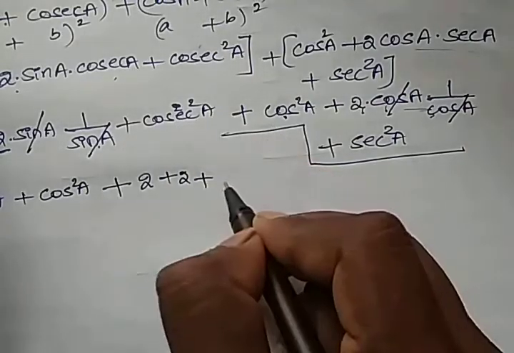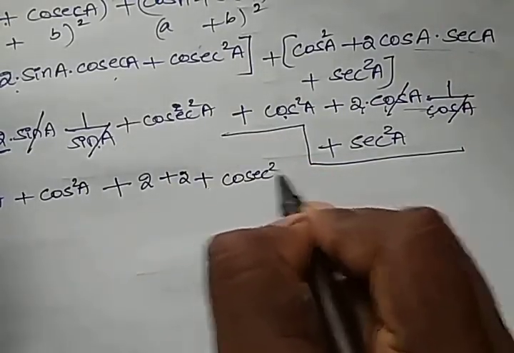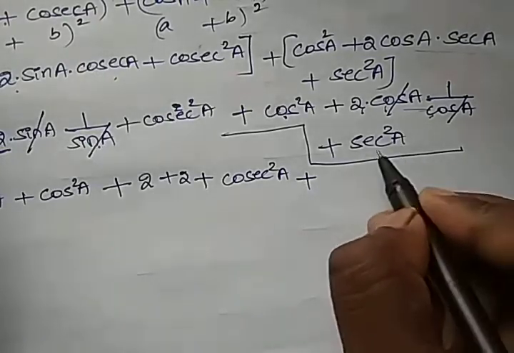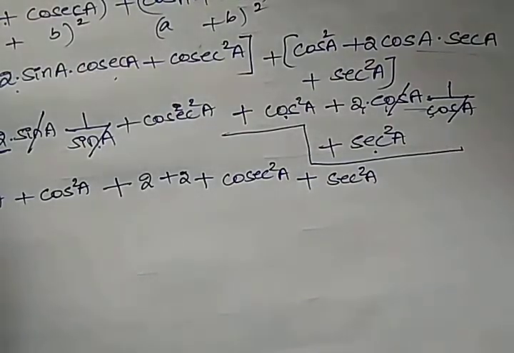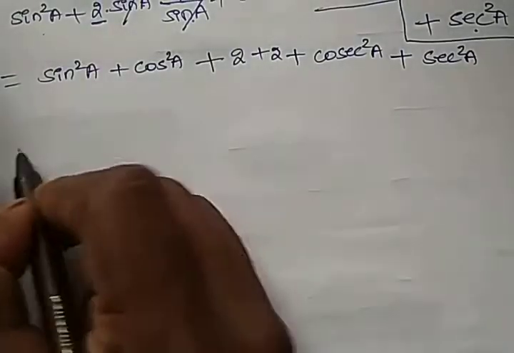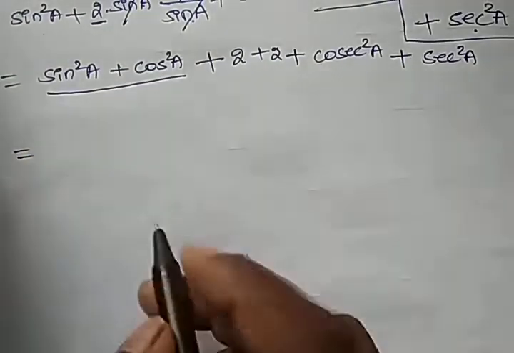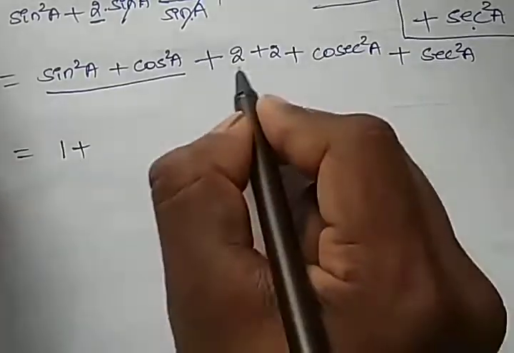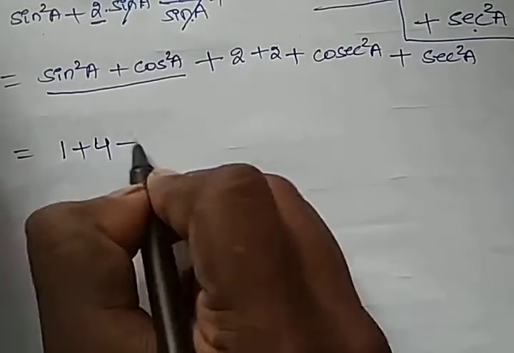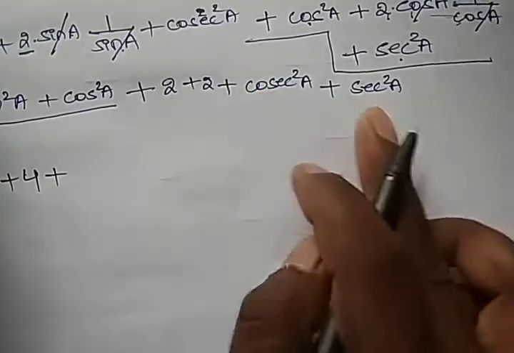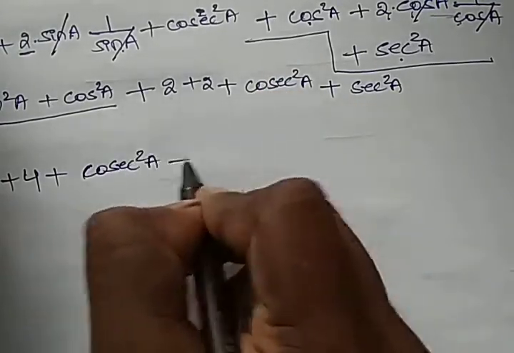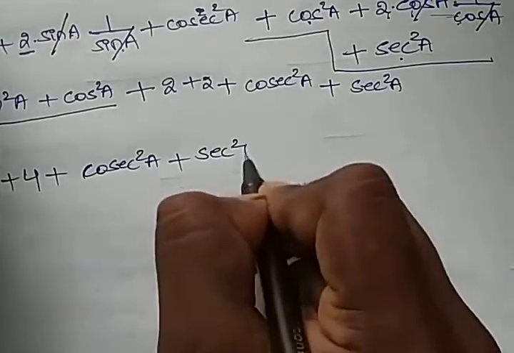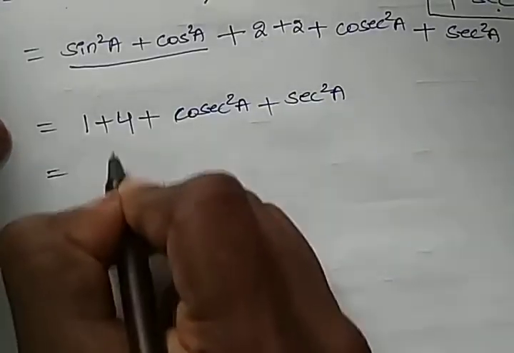then here cosecant square a is left, plus from here secant square is left. Then finally you have sin square a plus cos square a is equal to 1 plus 2, 4, plus we have two more identities, they are cosecant square a plus secant square a. Now we have got 5.